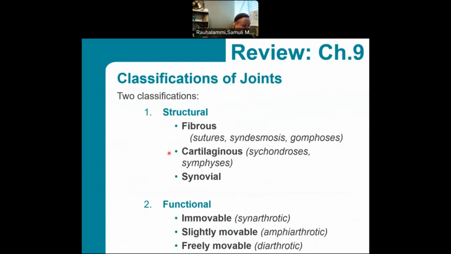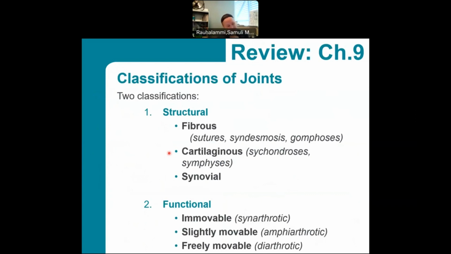Talking about cartilaginous joints, this is where two bones come together. There's really no joint cavity, and these are really immobile or just slightly moving joints. Some examples of those would be our growth plates. I think that's a really good example. We saw that at the end of long bones, we had that region where the new bone was being made and the bone grew in that sense.